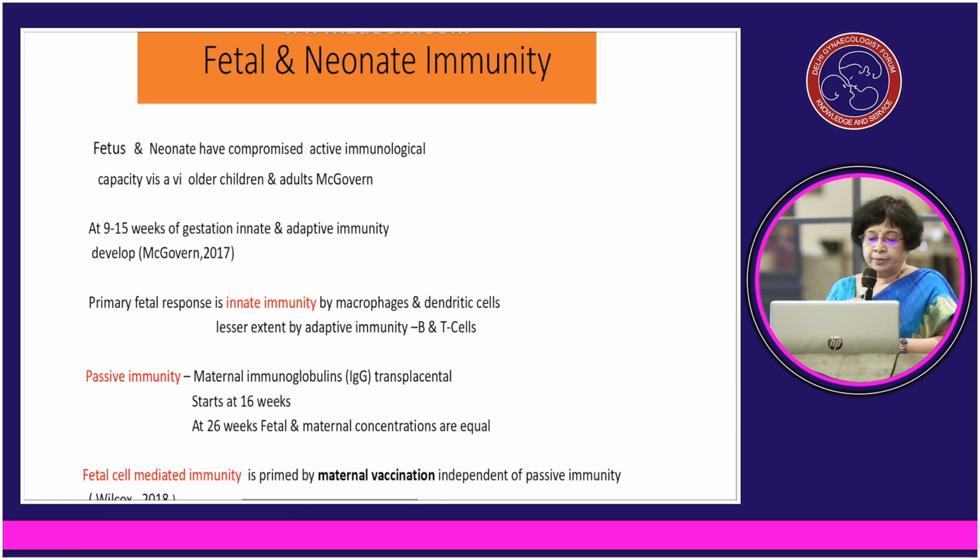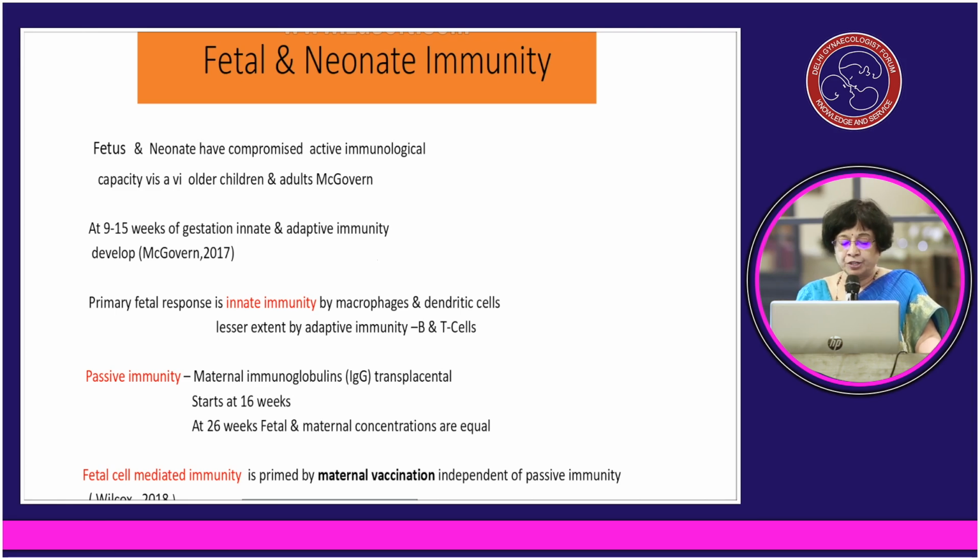And fetal and neonate immunity. Fetus and neonate have compromised active immunological capacity vis-a-vis older children and adults, according to McGovern. So at 9 to 15 weeks of gestation, innate and adaptive immunity develop. Primary fetal response is in innate immunity by macrophages and dendritic cells, to a lesser extent by adaptive, that is B and T cells. Passive immunity the baby gets from maternal immunoglobulins starting at 16 weeks, and at 26 weeks, fetal and maternal concentrations are equal. So that's most important for us to remember.